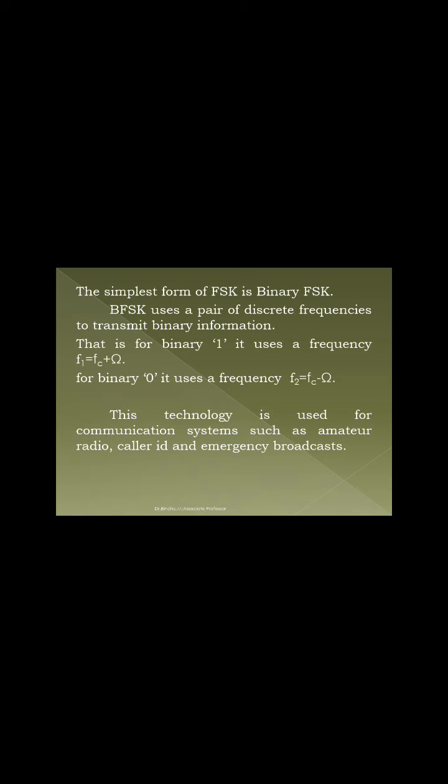The technology is mainly used in caller ID, emergency broadcasting, and amateur ham radio. So these are the applications in which we find the frequency shift keying principle followed in the transmitter and receiver segments. Wherever we have ham radios, caller ID, and emergency broadcast messages, they are transmitted under the FSK system. So first we look at the transmitter side.